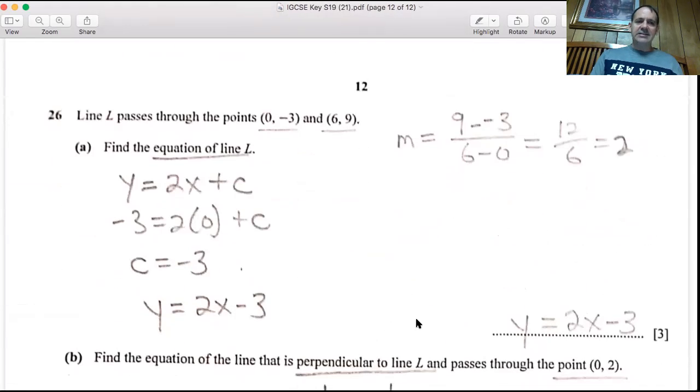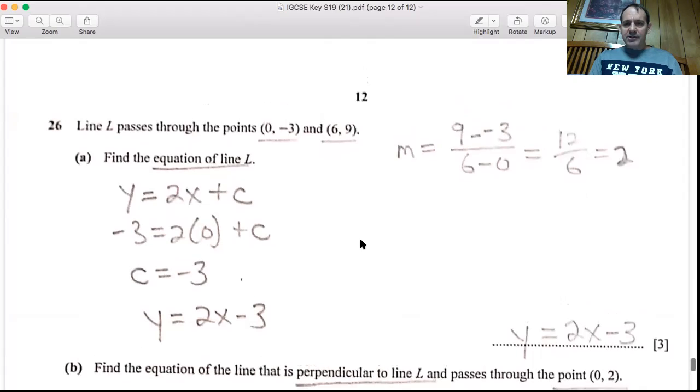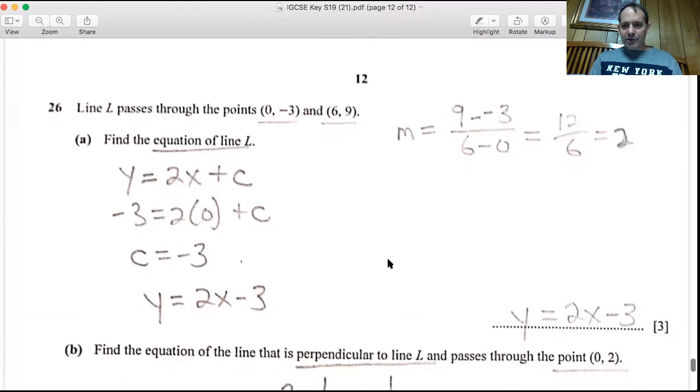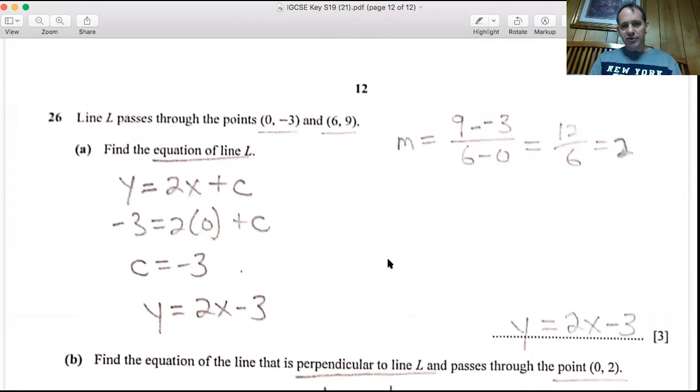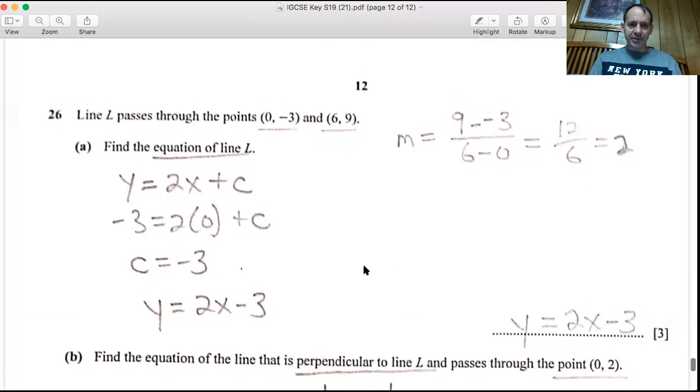Now number 26, line L passes through the points 0, -3, and 6, 9, and it wants you to find the equation of a line. Remember, equation of a line is y equals mx plus c. You could also use the point slope form if you want to. Generally, I use the slope-intercept form just out of habit, but you can use the point slope form if you're familiar with that. So this is y equals mx plus c.